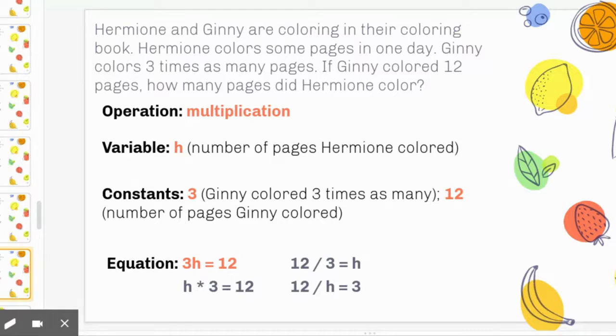And like I said before, no matter which of those equations you use, you'll find that h is going to be equal to 4. And again, if we look back at the problem, that actually makes the most sense, because since Ginny colored 3 times as many pages as Hermione, that means Hermione colored fewer. So if you found h to be 36 and you checked back in the problem, you would realize that 36 is unreasonable. So in this case, we have to do 3 times h equals 12 as the best equation, or any of those other equations would be correct as well.